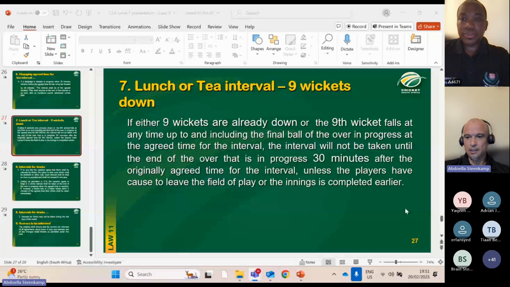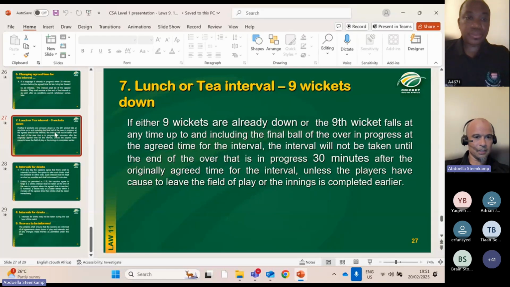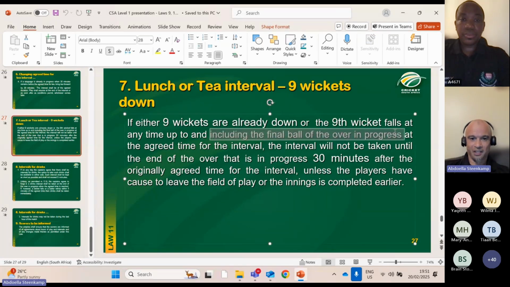Yes, Tom, the law guides us on exactly what to do here. And it was shown in the slide earlier, and I'm going to share my screen again. Just give me a second. Just let me know when you can see my screen. Are you able to see my screen, Tom? Yes, 100%. The law guides us, and I'm going to highlight the part that I'm referring to. So if a side is 9 wickets down, anytime leading up to, including the final ball of the over in progress at the agreed time.